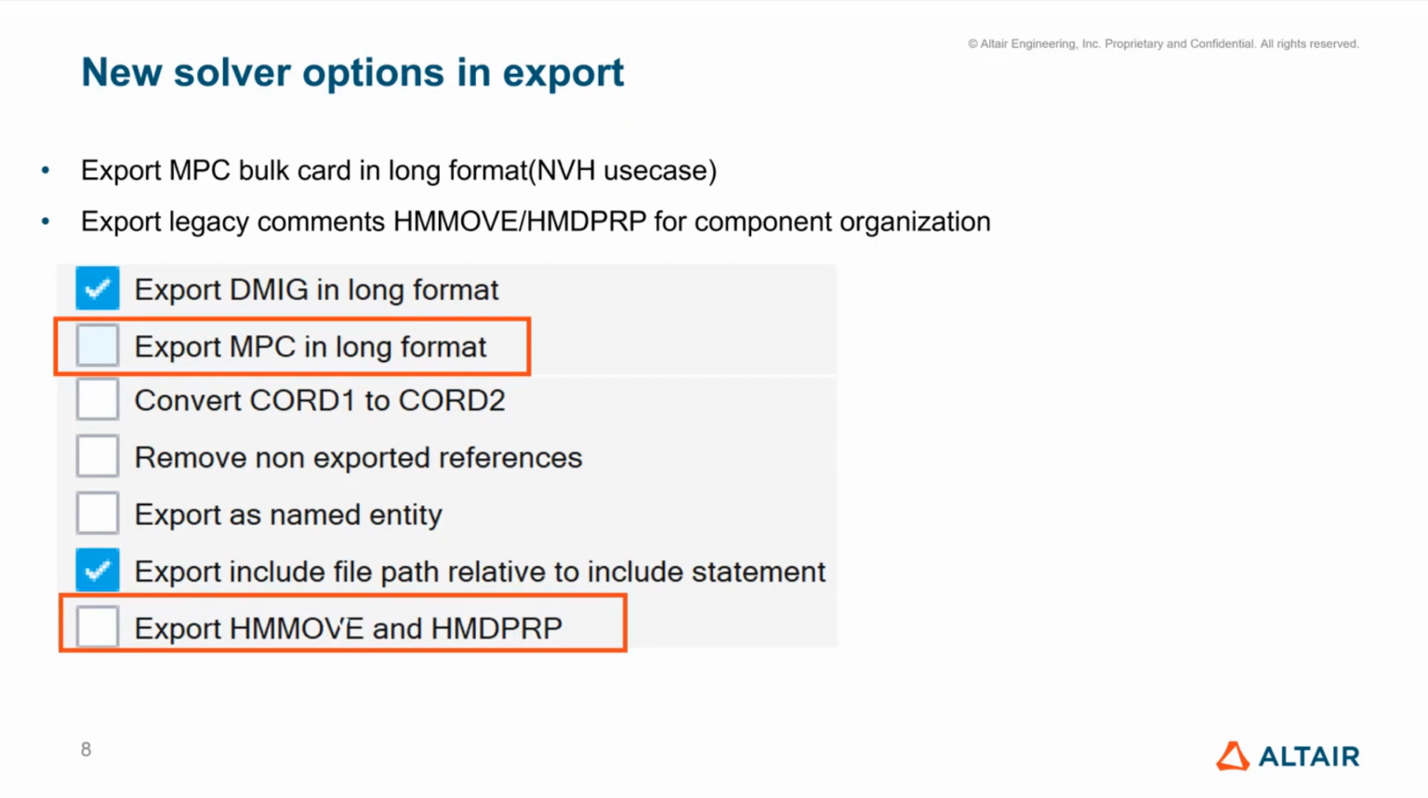However, when a user tries to import a model which has been exported after 2021.1 into, for example, 2020, we were still losing this information. So to handle this legacy data, we have added an export solver option to write out the legacy comments, that is, HMO and HM direct property assignment.